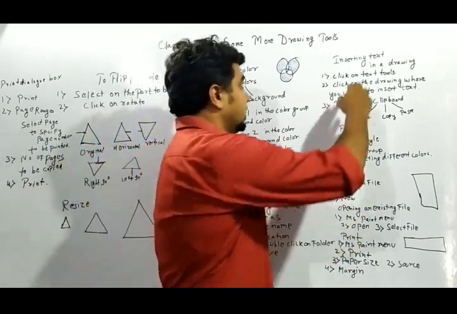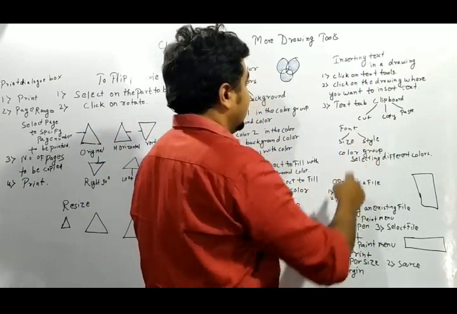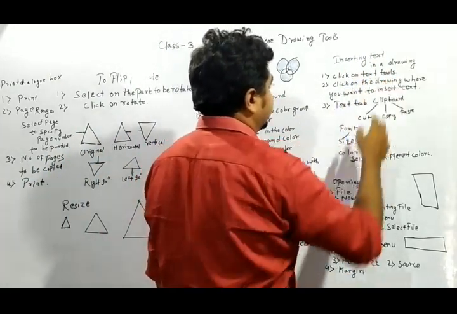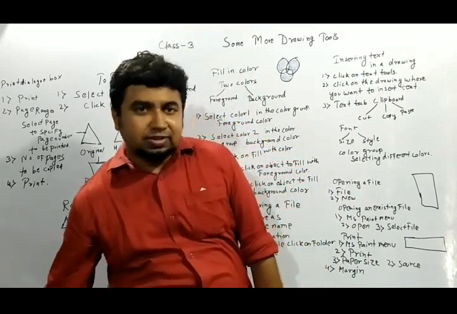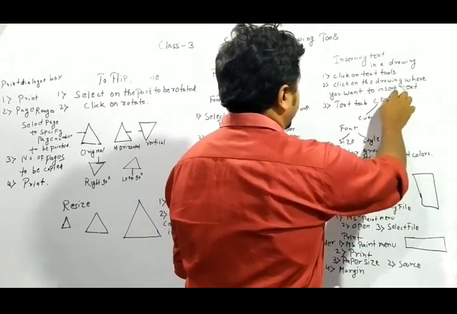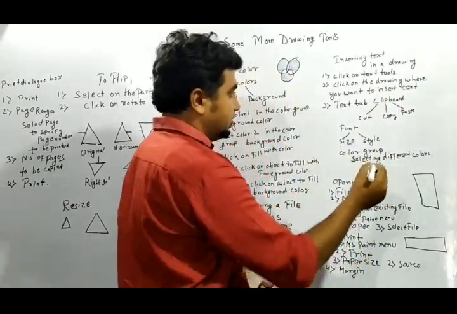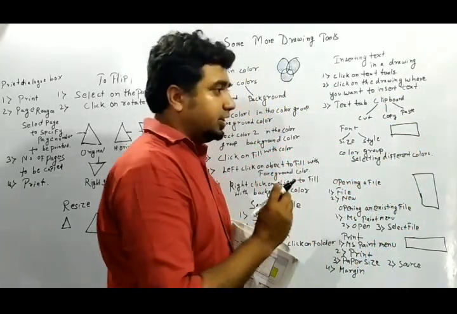So now the next part is inserting text. Inserting text means that first you click on the text tool, and then you click on the drawing area where you want to insert text. Suppose this is my drawing, a rectangle I have drawn.